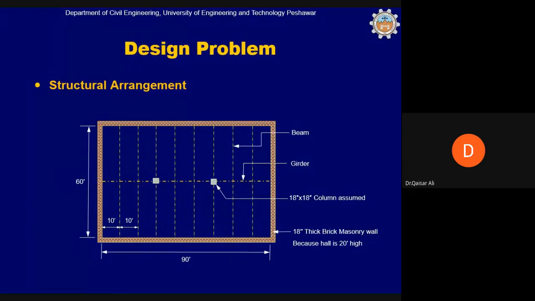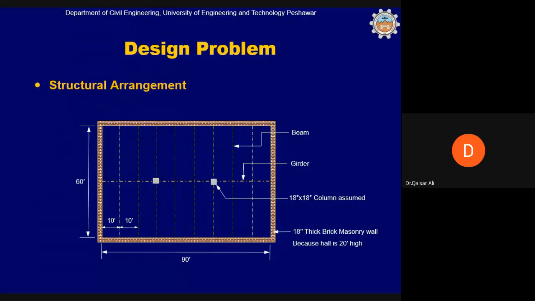But the only change that we have done to the first option is that we have provided 2 columns inside this hall. I hope you understand this now. Yes, sir. Another change that we have done in this option is that we have provided a beam along the 90 feet side of this hall. This is a beam, and this beam we call a girder.